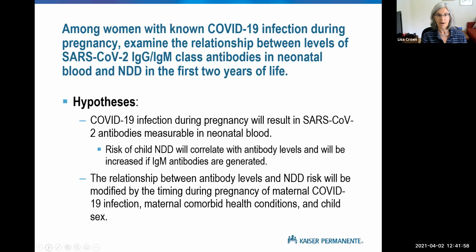These are our hypotheses with respect to the blood spots: that COVID-19 infection during pregnancy will result in SARS-CoV-2 antibodies that are measurable in neonatal blood, and that risk of child neurodevelopmental disorders will correlate with antibody levels and will be increased if IgM antibodies are generated. IgM antibodies indicate a baby infection, that it was the baby and not the mother. And that these relationships will be modified by the timing during pregnancy of COVID, and also by the maternal medical conditions and also child sex.